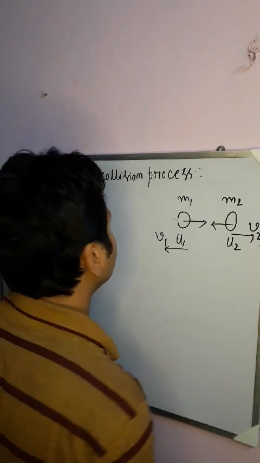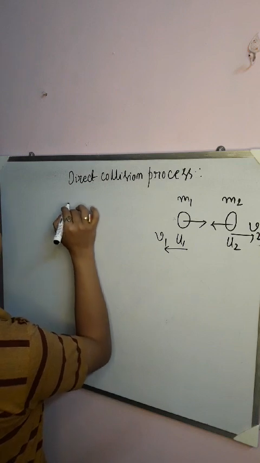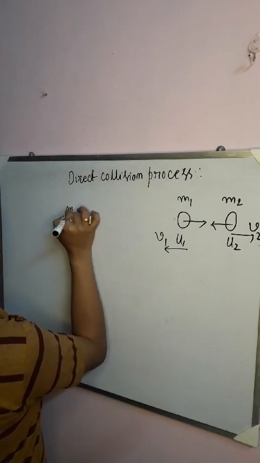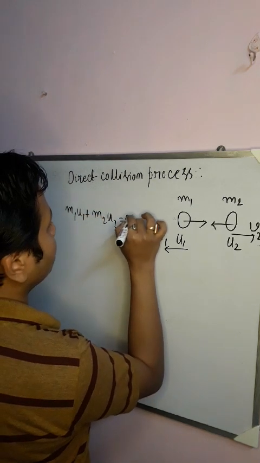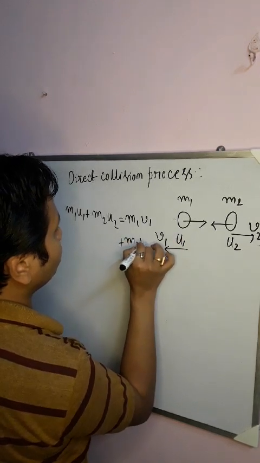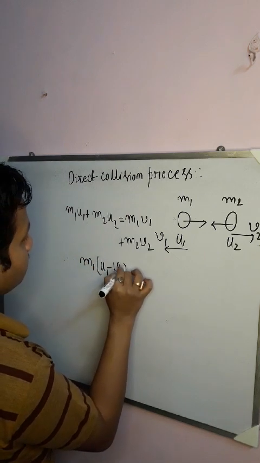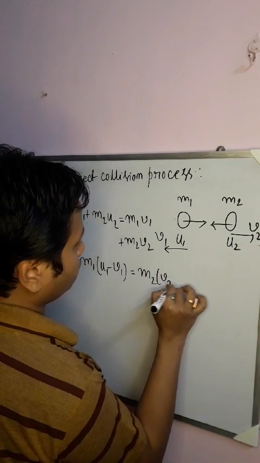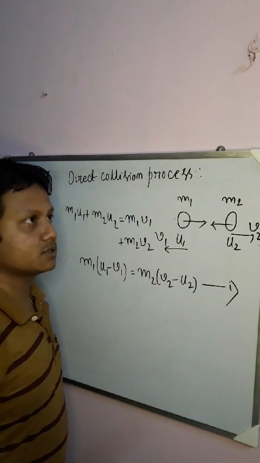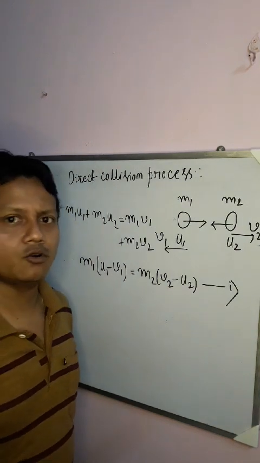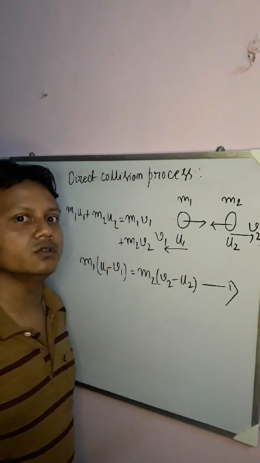Here the law of conservation of linear momentum holds good. That means before collision this is the linear momentum of the system, and after collision this is the linear momentum of the system. So we can write m1 into u1 minus v1 equals m2 into v2 minus u2. This gives equation number 1, because whether the collision is elastic or non-elastic, the law of conservation of linear momentum always holds good. That's why we use it.